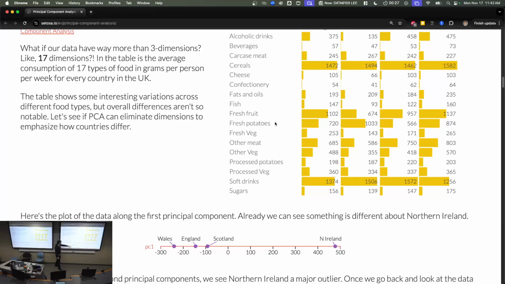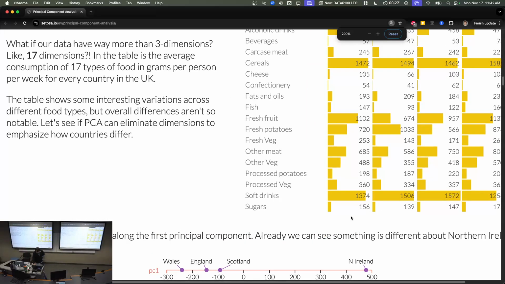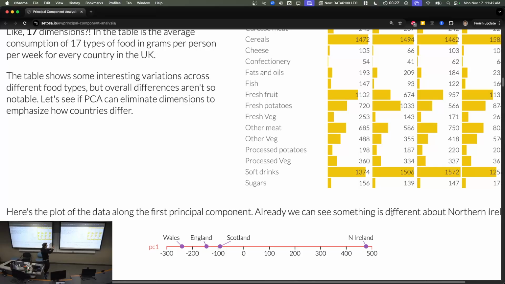But when you project it down to 1 dimension, it looks like this. So you have this PC1, which is some linear combination of the columns, some direction in 17-dimensional space, along which those 4 countries are the most spread out, and you get this nice thing. Northern Ireland is way, way over here. Scotland, England, and Wales are all over here. So in 17 dimensions it's hard to see, but in 1 dimension it is completely obvious which country is the odd one out. These 3 are similar, this one is the odd one out. So it's very easy to see in 1 dimension. So this is one use of this thing.